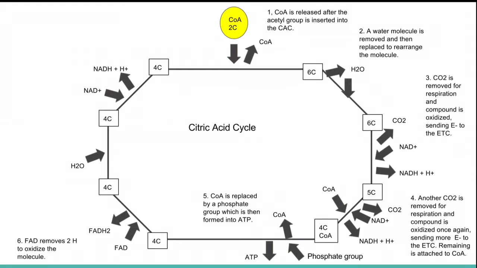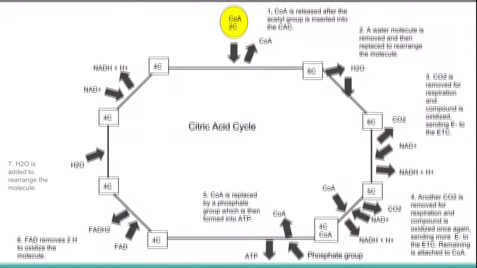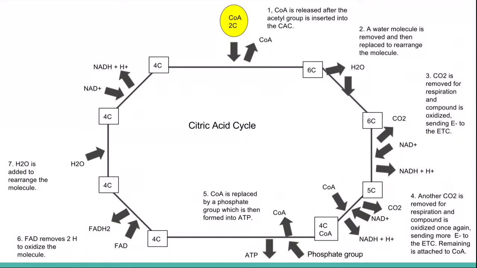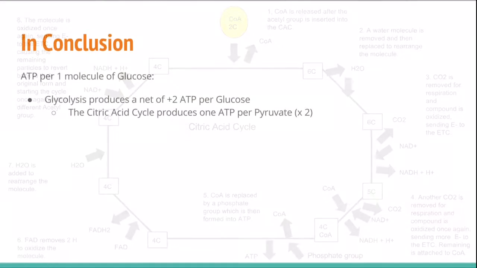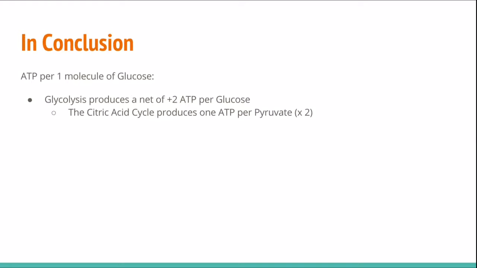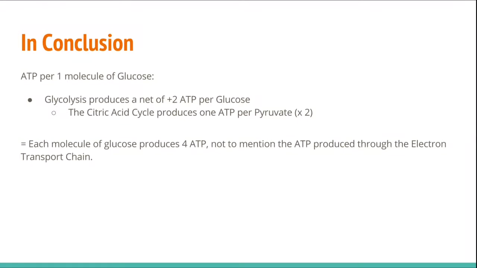Sixth, FAD removes 2 hydrogens to oxidize the molecule. Seventh, H2O is added to rearrange the molecule. In the 8th and final step, the molecule is oxidized once more, sending electrons to the electron transport chain and causing the remaining particles to revert back to their original form and starting the cycle once again with a different acetyl group.